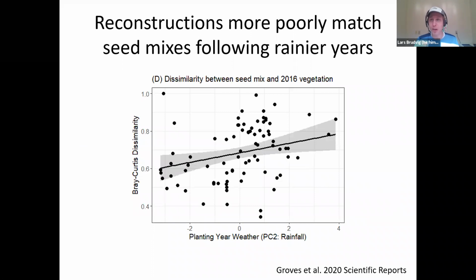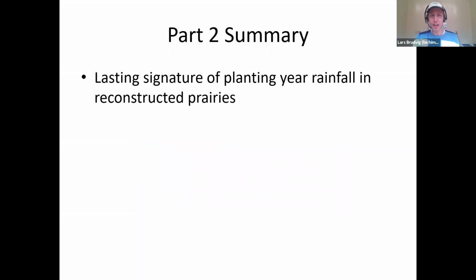And again, it was those prairies planted in drier years that had a better concordance between the seed mix and the plant community that subsequently developed. So what does this show us? This shows us that there's at least some evidence for a lasting signature of planting year rainfall in reconstructed prairies.